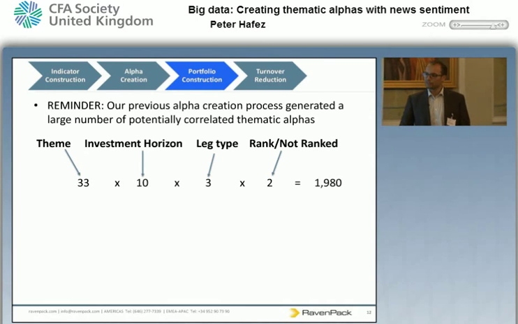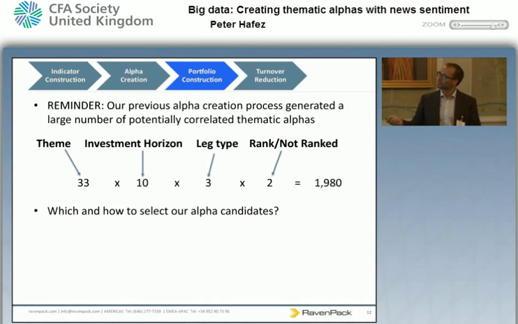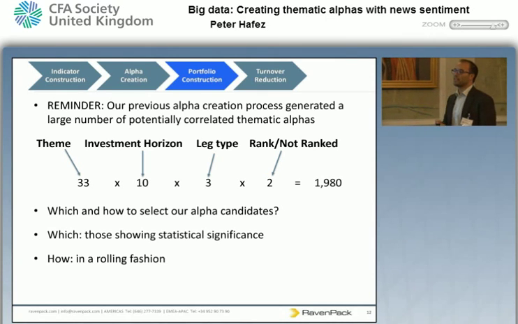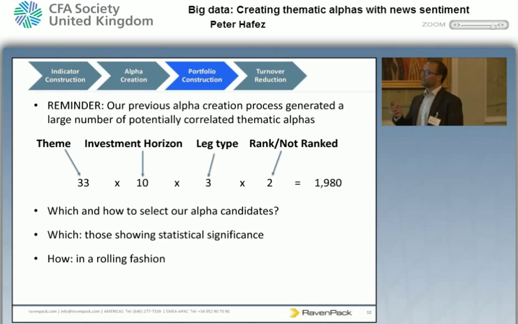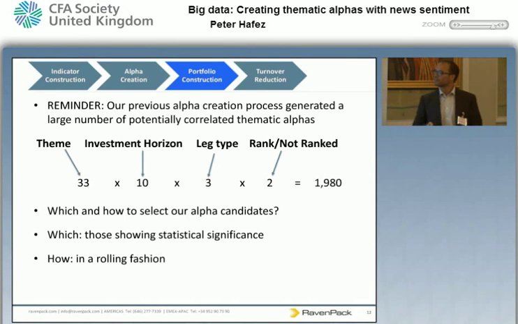To give you an overview of how many alpha strategies we actually work with, we have 33 themes on the corporate side. We have 10 different investment horizons. We have 3 different legs: positive leg, negative leg, and a spread. And we have rank and non-ranked. So we end up with almost 2,000 different potential alphas, right? So the problem that we now have is which alpha candidates do we select, and how do we select them?